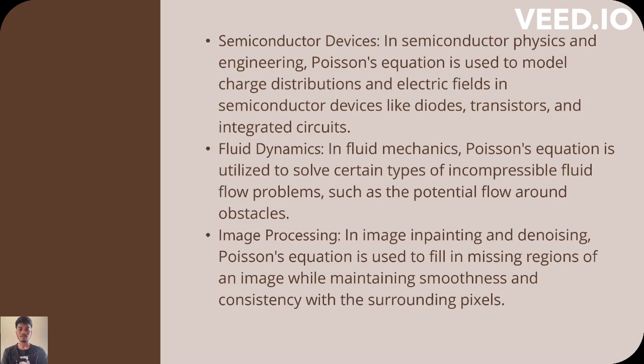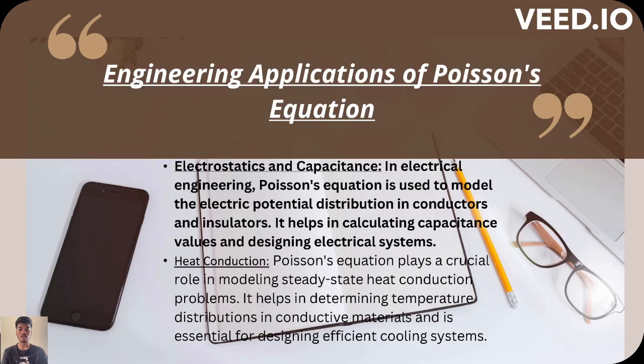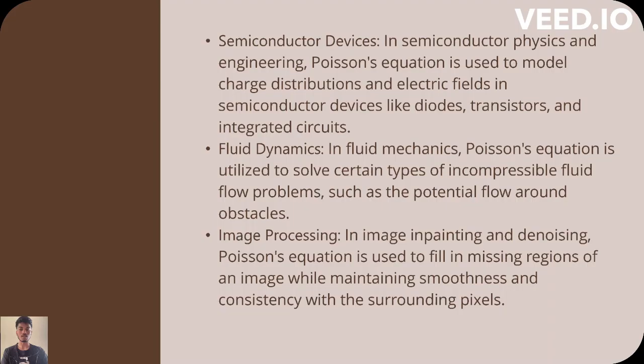Second one is heat conduction. Poisson's equation plays a crucial role in modeling steady-state heat conduction problems. It helps in determining temperature distributions in conductive materials and is essential for designing efficient cooling systems.